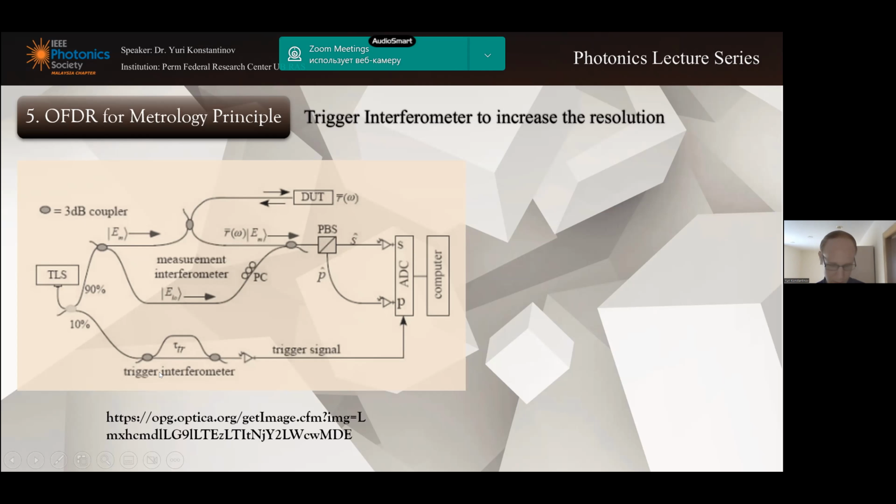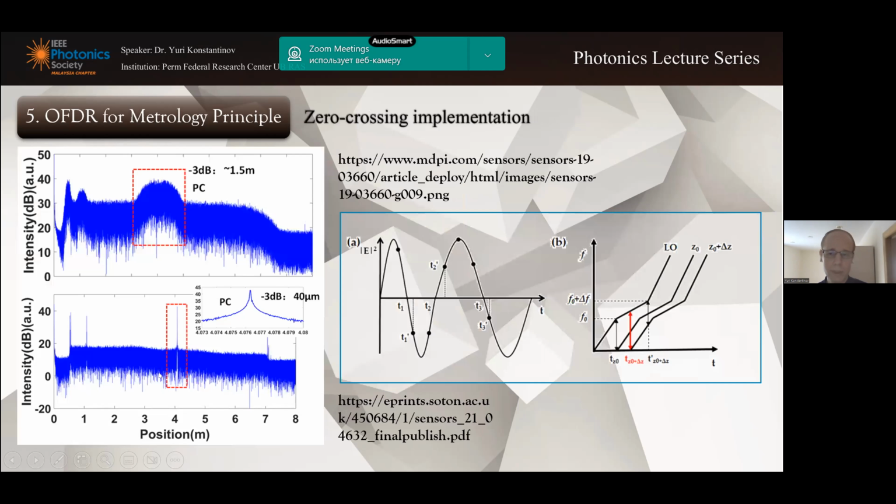And how could we use this information? If we have strictly linear sweeping, we have a harmonic function with a constant period, but in reality, we don't have it. What we can do is take the points where this function crosses the x-axis, and we can use these points for the extraction from the measurement channel. Only these points.